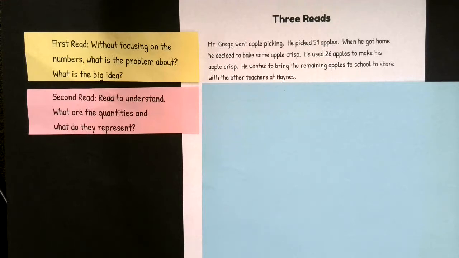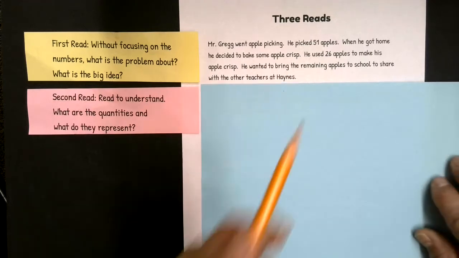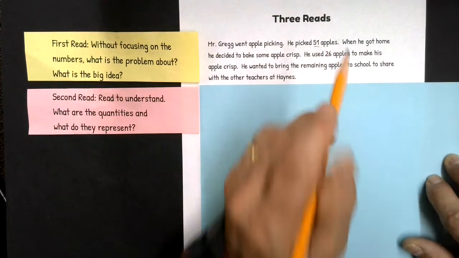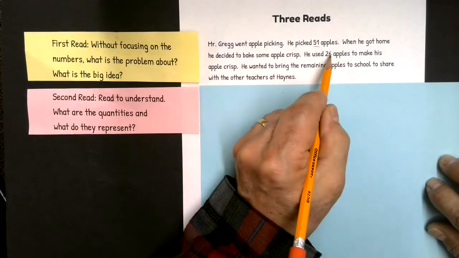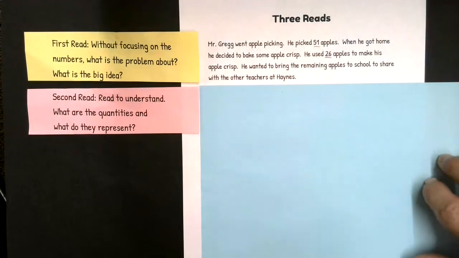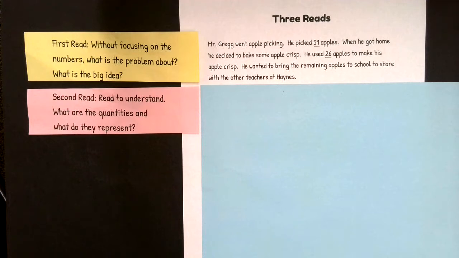Let's go ahead and read it again. Mr. Greg went apple picking. He picked 51 apples. Well, I think that's probably important, so I'm going to underline 51. When he got home, he decided to bake some apple crisp. He used 26 apples to make his apple crisp. Okay, so he picked 51. He used 26. He wanted to bring the remaining apples to school to share with the other teachers at Haynes.